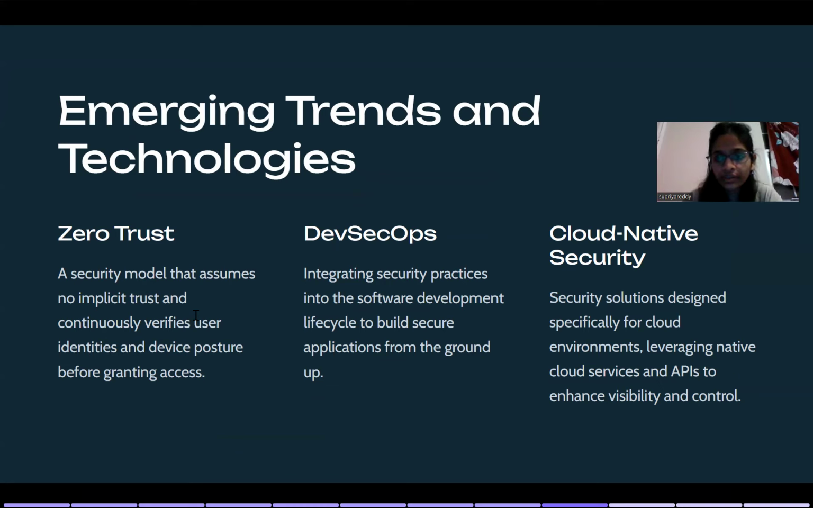Next is cloud native security, security solutions designed specifically for a cloud environment, leveraging cloud services and APIs to enhance visibility. Cloud native security, on the other hand, focuses on implementing security solutions tailored specifically for cloud environments. These solutions are designed to address the unique challenges and requirements of cloud-based architecture and safeguard applications and data stored and processed in the cloud. Next slide, please.